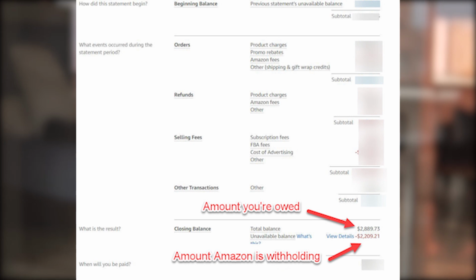You're making sales, but Amazon is holding your money, which you need to reorder new inventory. So you're probably looking at your statement or your payments report. This is what it used to look like. You can see down the bottom, it's gonna have a total balance and an unavailable balance. So the total is what you're owed, and the unavailable balance is what Amazon isn't paying you.